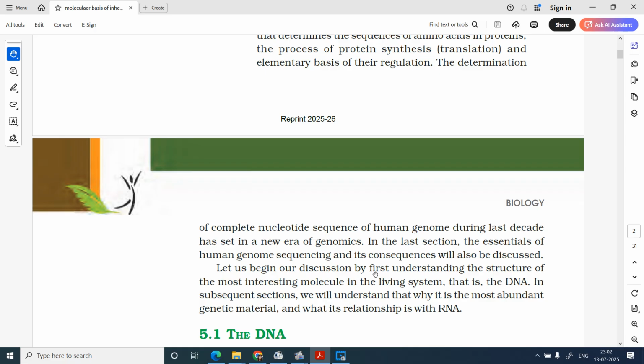Let us begin our discussion by first understanding the structure of the most interesting molecule in the living system, that is the DNA. In subsequent sections, we will understand why it is the most abundant genetic material and what its relationship is with RNA.